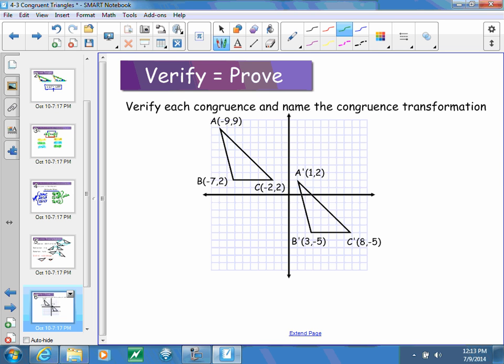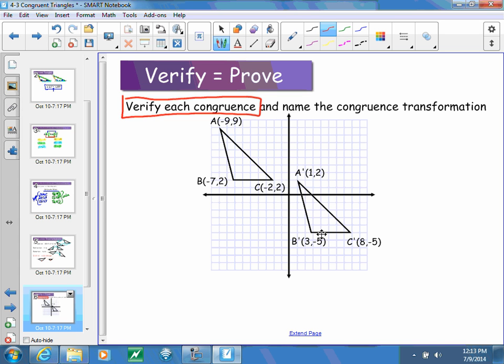If I have two triangles that are listed out or drawn out on the coordinate plane, and I need to verify each congruence and name the congruence transformation. What this is doing here is it's telling me to prove that these two triangles are congruent to each other. Now, when I look at the diagram, yeah, they look like they are, but in the world of geometry, we're trying to figure out how do we actually prove it.